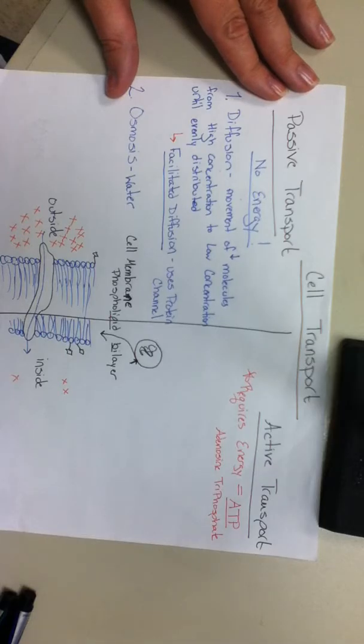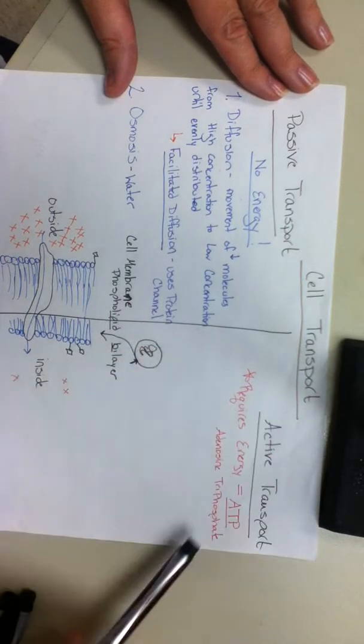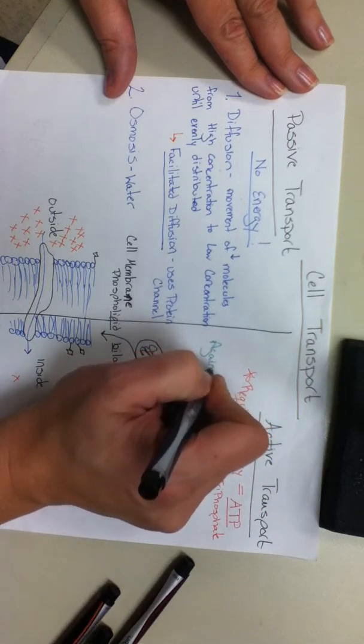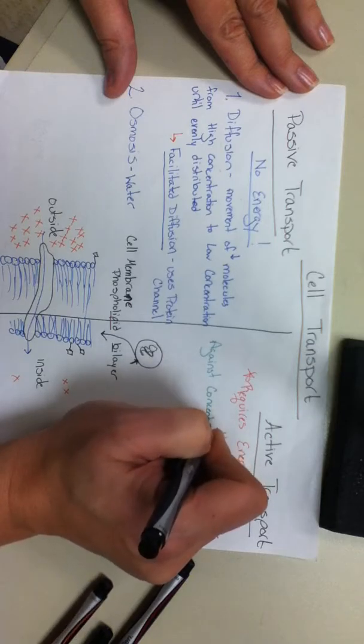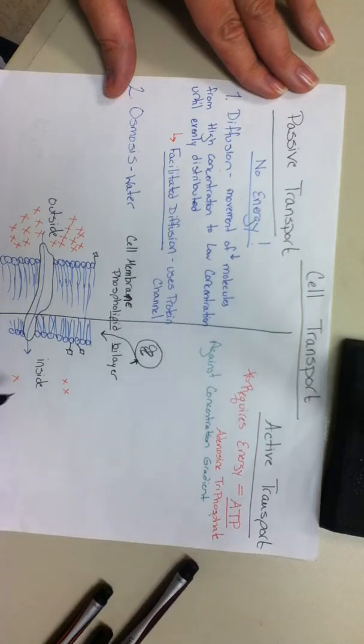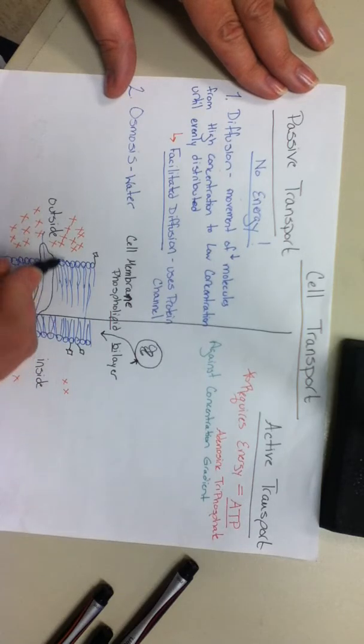Transport functions that do need ATP are things that are moving against the concentration gradient. They're moving from an area of low concentration to an area of high concentration, which is like trying to push a perfume smell back into the corner of the room. That would be kind of difficult to do because it would be moving things in the opposite direction of the concentration gradient.